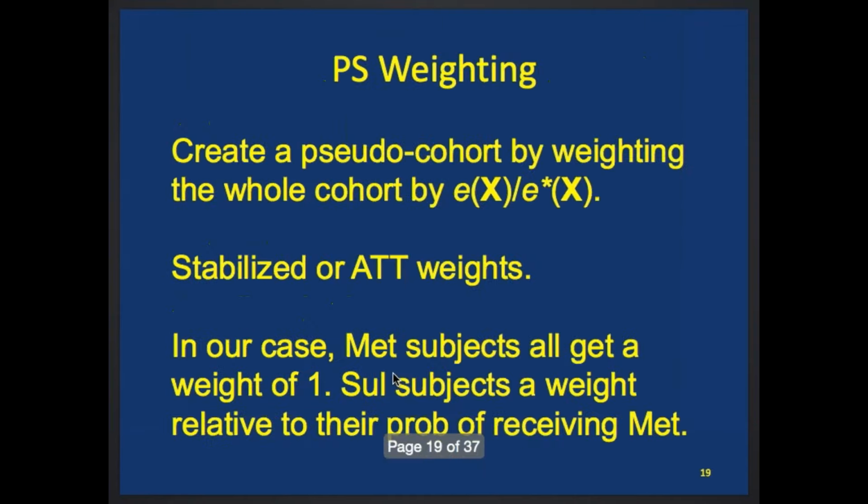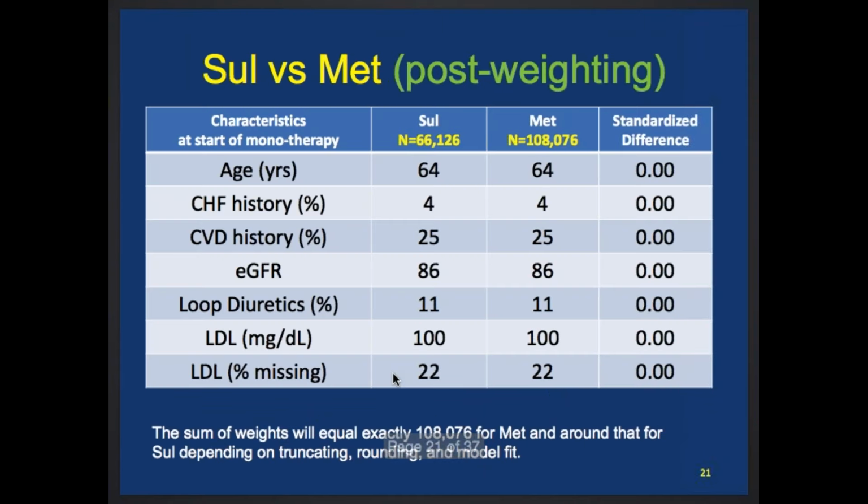For the SOL users, yes, that's absolutely right. So Christiane's point is this N is still just number of subjects, but some of these subjects are getting a weight of 3, and some of them are getting a weight of 1/3. And so the sum of these weights is going to be around 108,000. It won't be exactly that, but it'll be close.